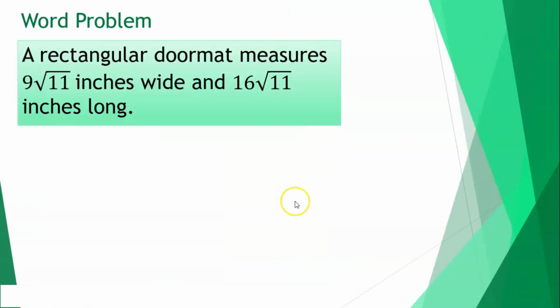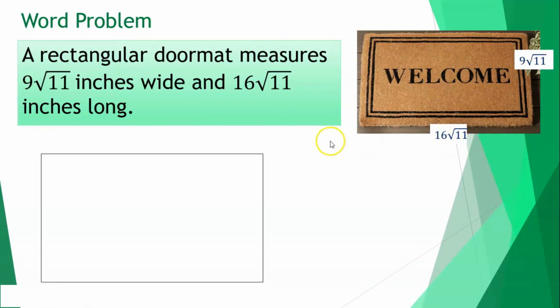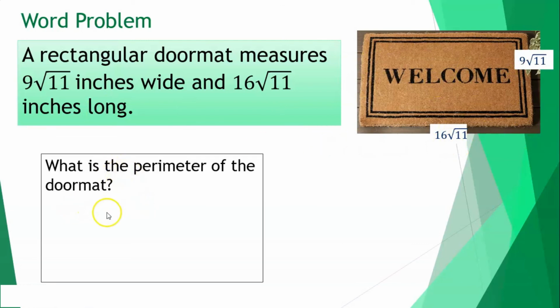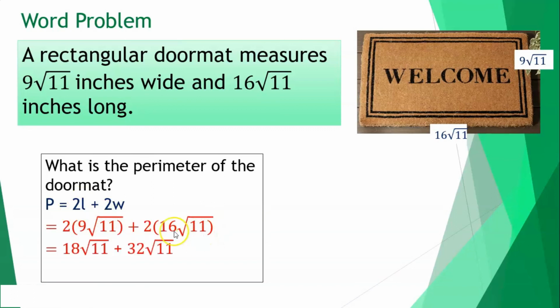Okay, next. Let's have the sample word problem. A rectangular doormat measures 9 square root of 11 inches wide and 16 square root of 11 inches long. First, what is the perimeter of the doormat? Take note, perimeter is twice the length and twice the width. Substituting here, this would become 18 square root of 11 and 32 square root of 11. Therefore, the perimeter of this doormat would be 50 square root of 11 inches.